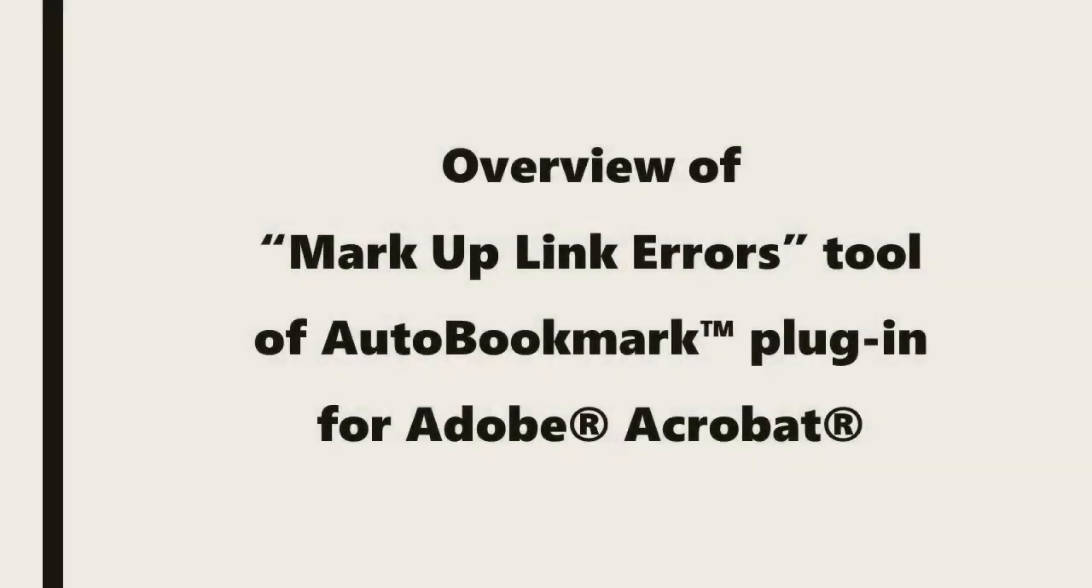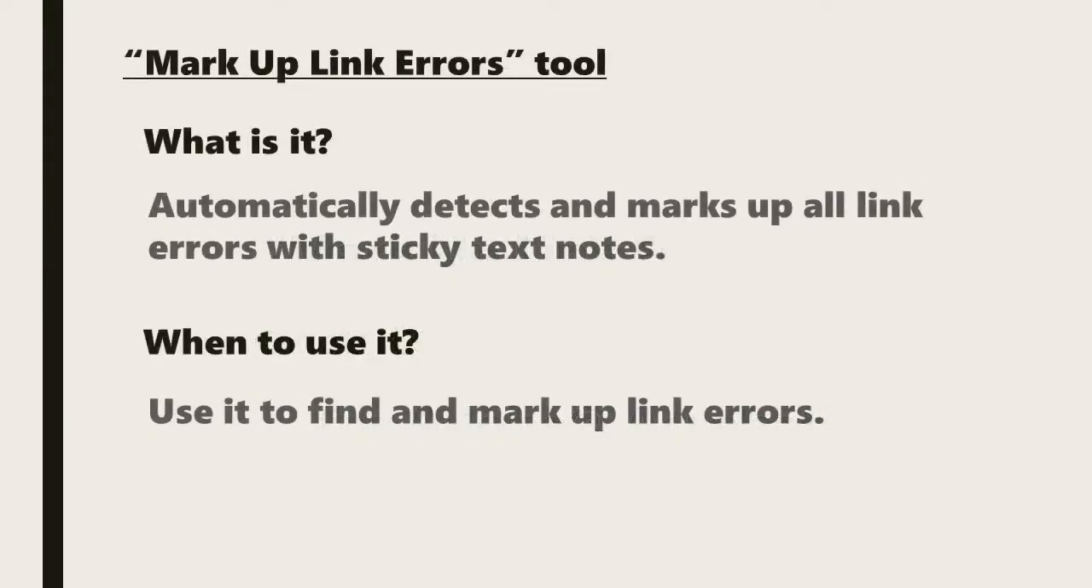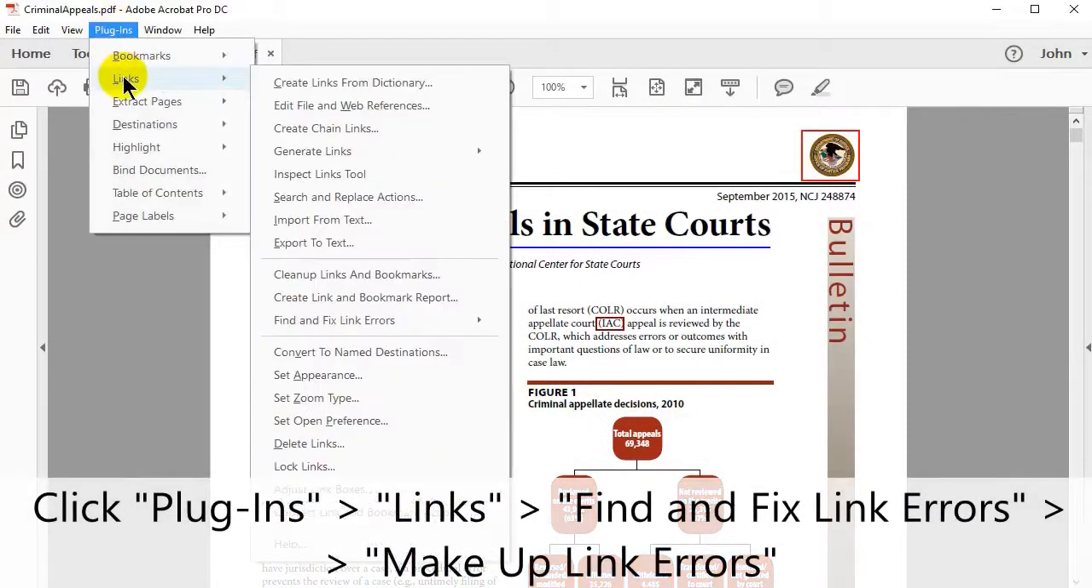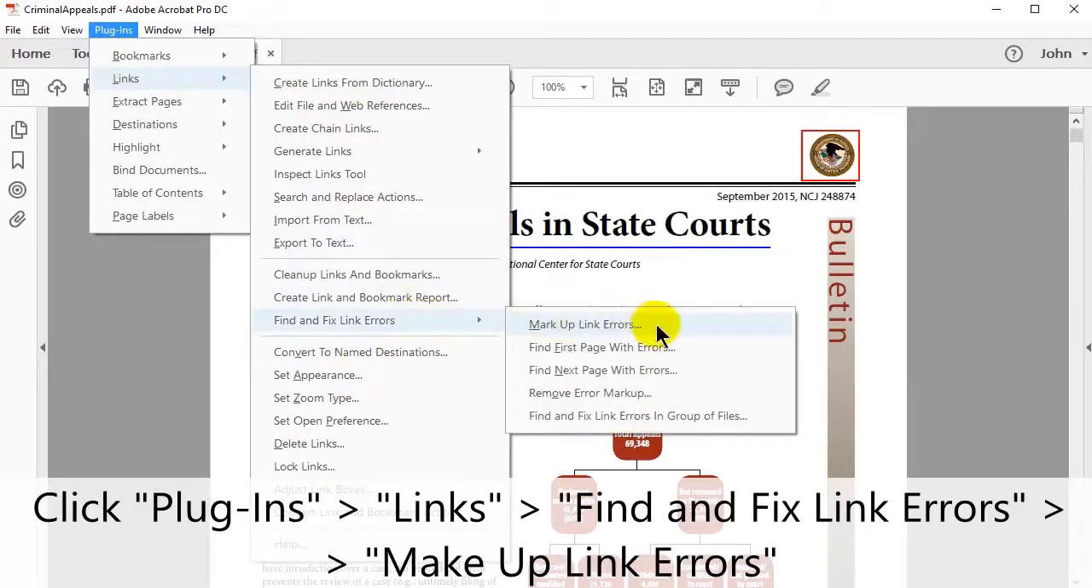In this video, we're going to look at an overview of the Markup Link Errors tool in the AutoBookmark plugin for Adobe Acrobat. This tool automatically detects and marks up all link errors with sticky notes, making it very useful for easily finding and marking up such errors. To use it, click Plugins, Links, Find and Fix Link Errors, and then Markup Link Errors.